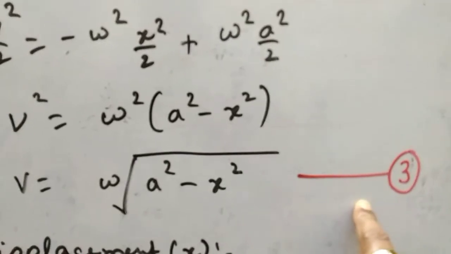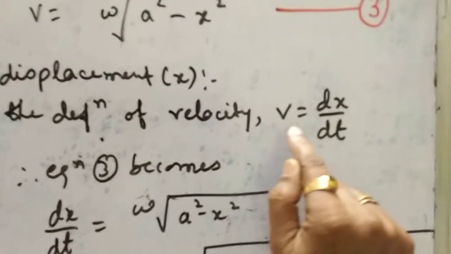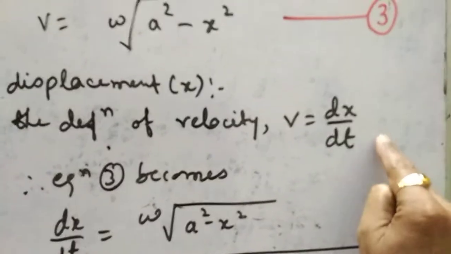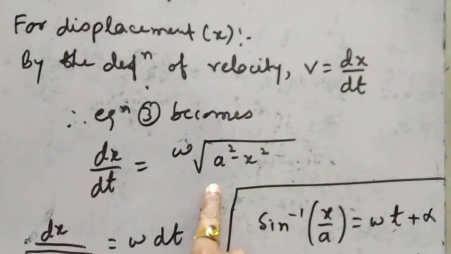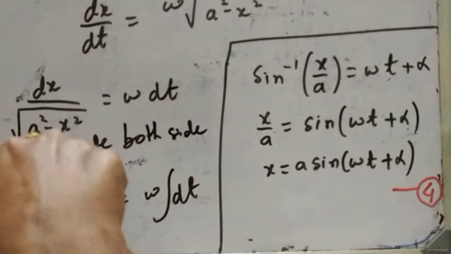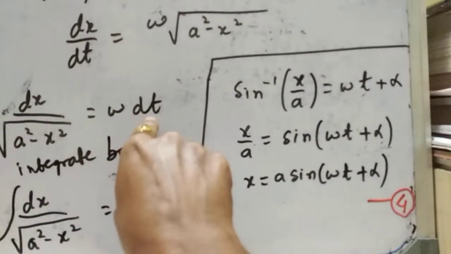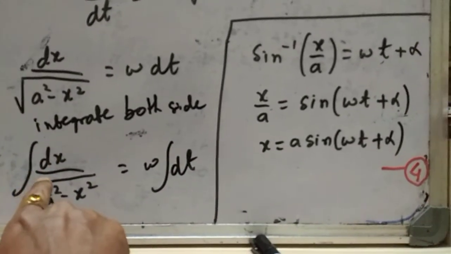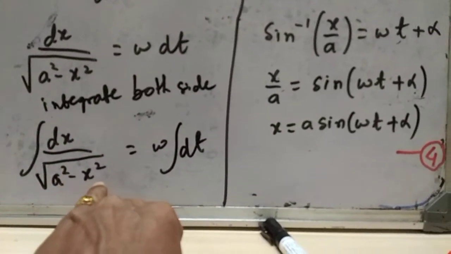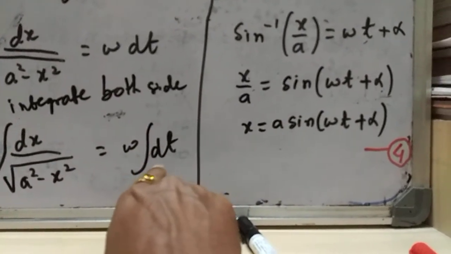So this is the expression for velocity of a particle performing linear SHM. Now to obtain the expression for displacement, by the definition of velocity we know that v is equal to dx by dt. So equation 2 becomes dx by dt is equal to omega under root of a square minus x square. Now rearrange this equation: dx divided by under root of a square minus x square is equal to omega dt. Now integrate both sides. Integration of dx divided by under root of a square minus x square is equal to omega integration of dt.